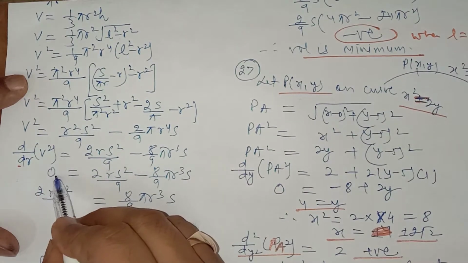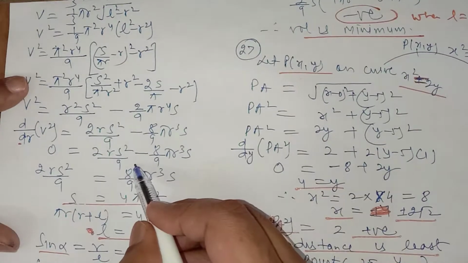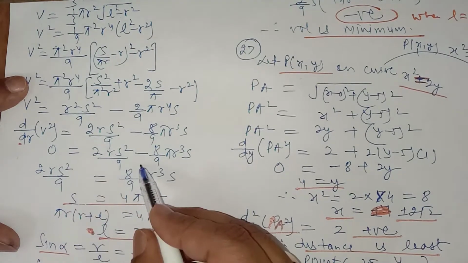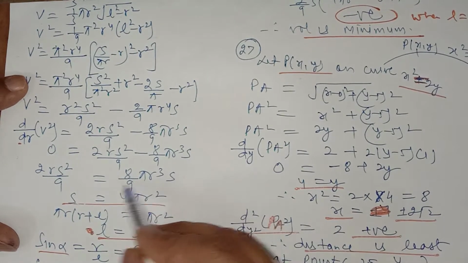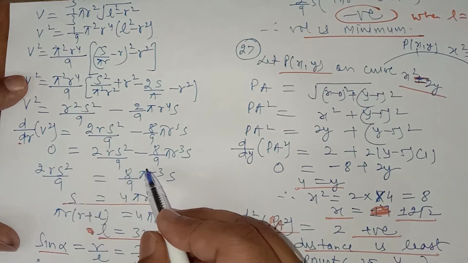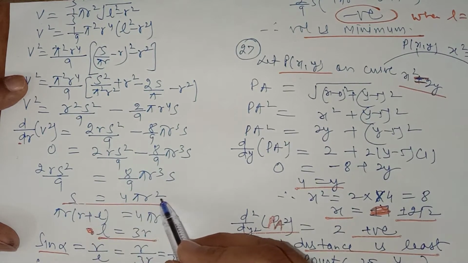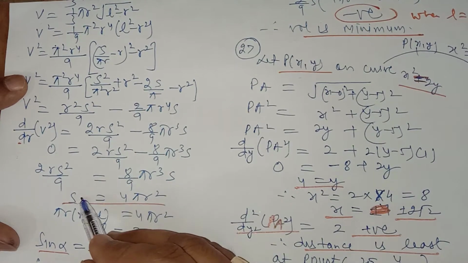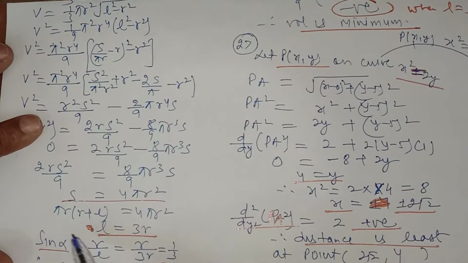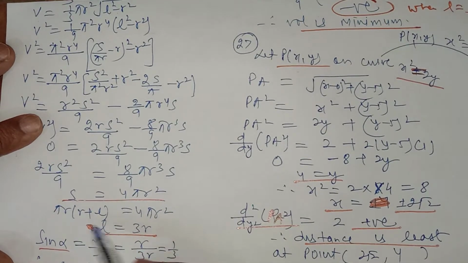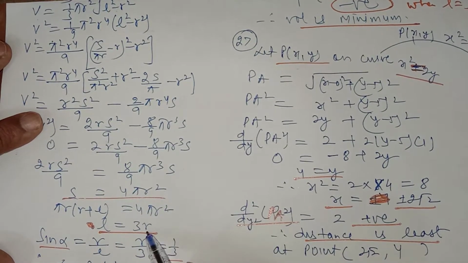Put the first derivative equal to 0: 2r S square upon 9 is equal to 8 upon 9 pi r cube S. S will cancel out with S, 9 with 9, 2 with 4. So S is coming out to be 4 pi r square. And we know that S is pi r (r plus L), it is given. By putting this, pi will cancel out with pi, 1r with 1r. So L is coming out to be 3r.